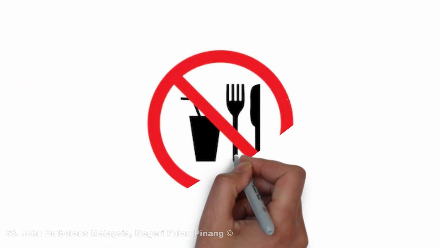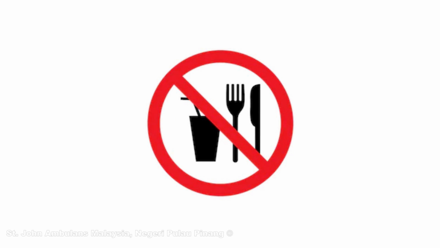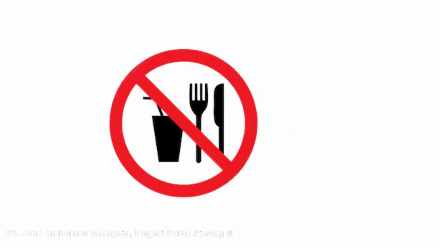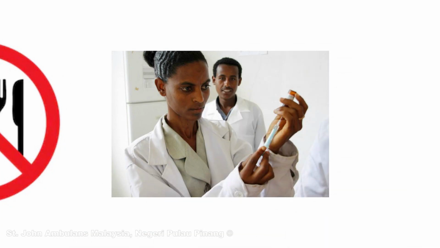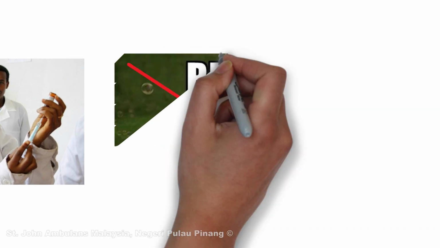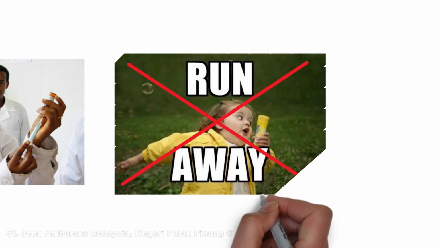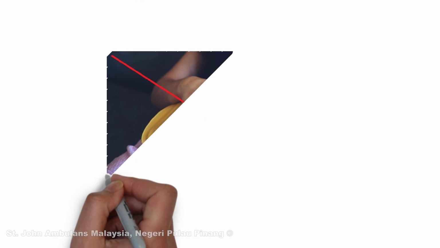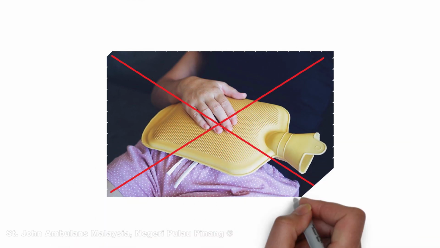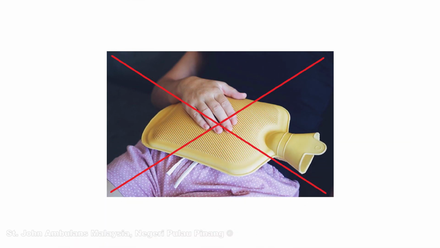Do not allow the casualty to eat or drink because an anesthetic may be needed. If he complains of thirst, moisten his lips with a little water. Do not leave the casualty unattended unless you have to call emergency help. Do not warm the casualty with a hot water bottle or any other direct source of heat.